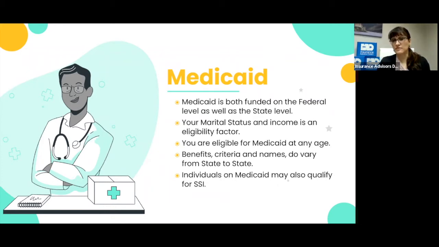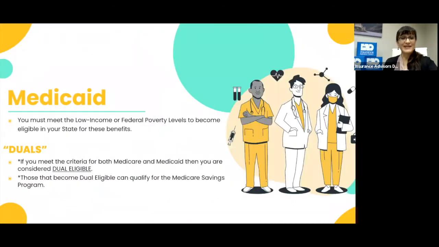But they do vary from state to state, as the credentials to be able to qualify for those also vary from state to state. Individuals on Medicaid, keep that in mind, may also qualify for SSI, just so you're aware of that. Now with Medicaid, you must meet a low income or federal poverty level, otherwise known as FPL, to become eligible in your state for these benefits.